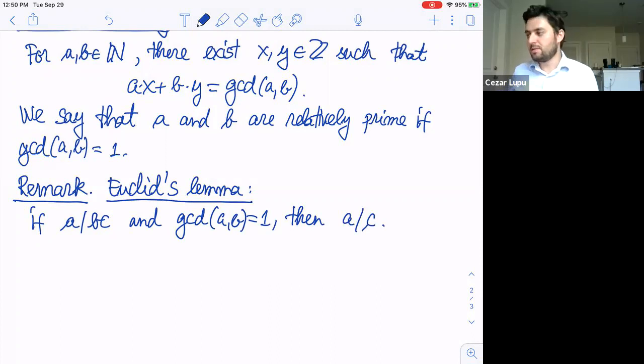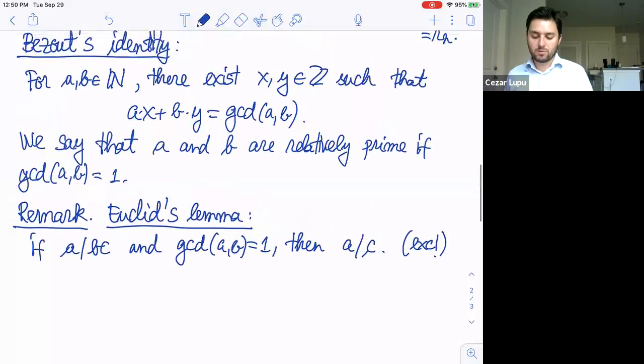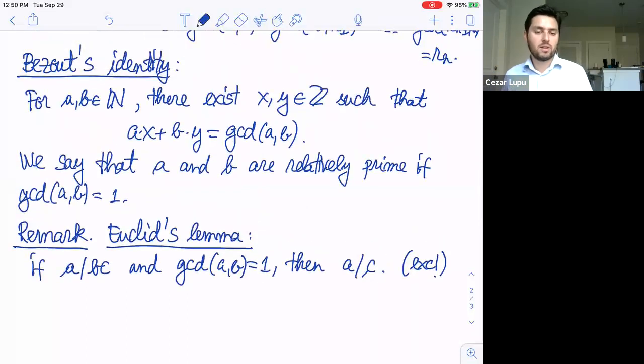It's actually very easy to see. It's just an application of, and I'll leave it to you as an exercise to show this if you want, it's just an application of Bezout's identity. So if the GCD of A and B is 1, then there exist some numbers x and y, let's say, such that ax plus by equals 1. And then you multiply by c, and so on. All right. It's trivial.